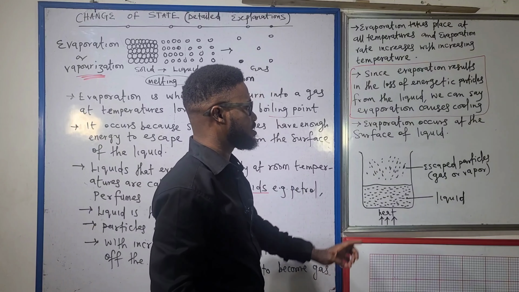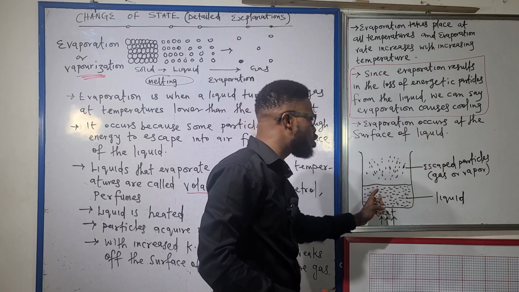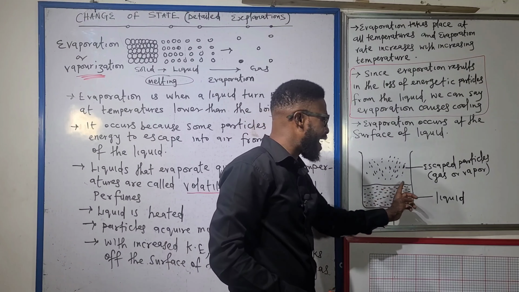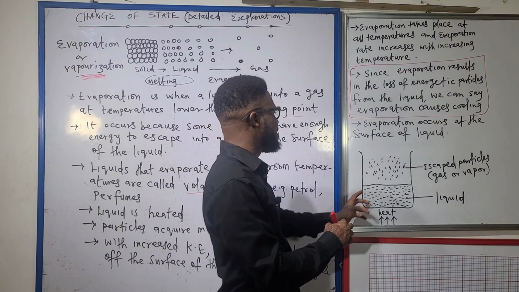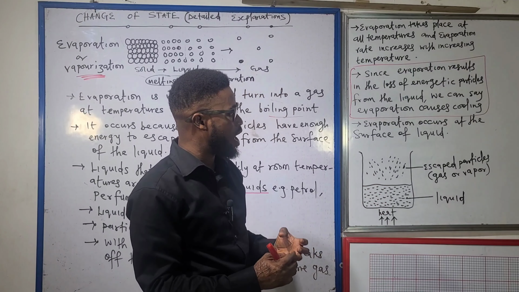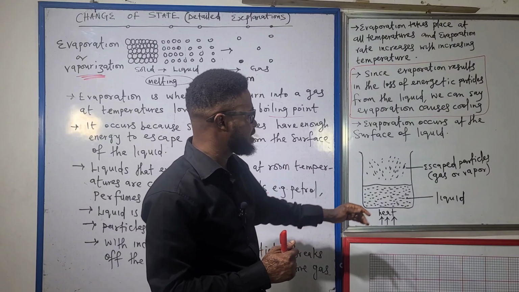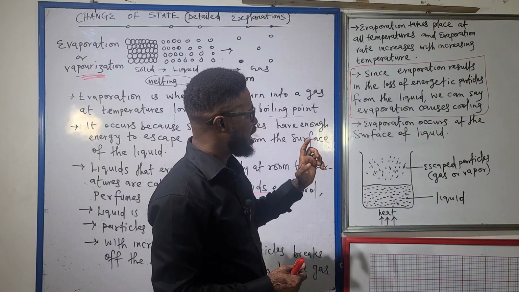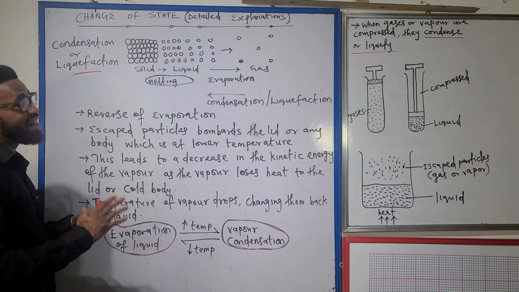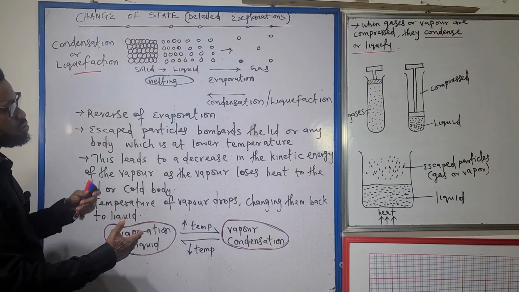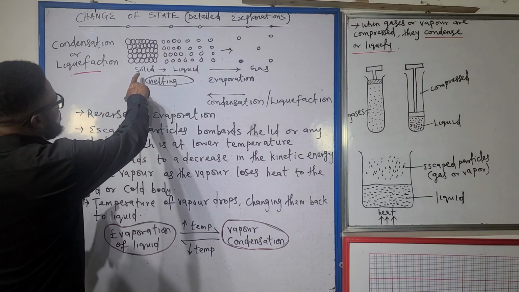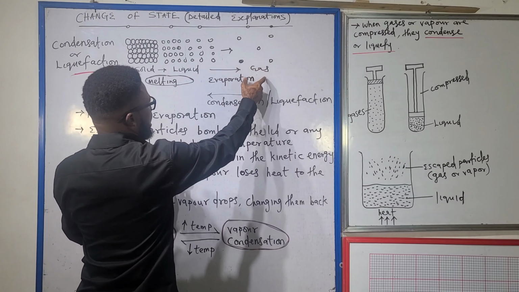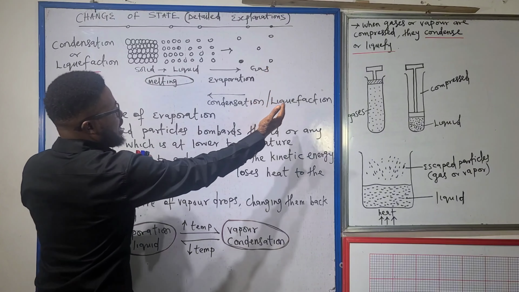And you need to also understand that evaporation always takes place not all over the liquid. No, it happens at the surface of the liquid, where those liquid particles that have acquired enough kinetic energy can break off the surface of the liquid. So that ends evaporation. Looking at that, we've moved from solid to liquid, as melting, and from liquid to gas, that's evaporation. Now, let's take the reverse.